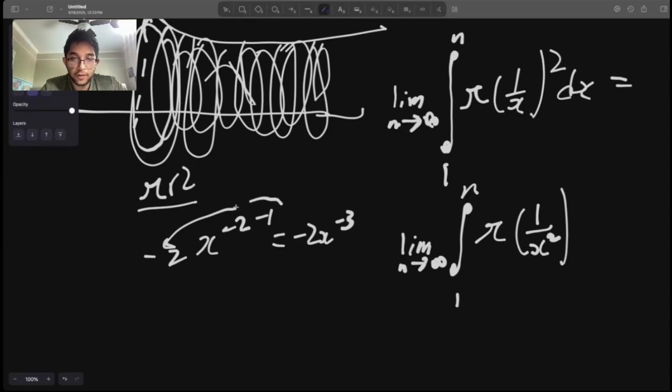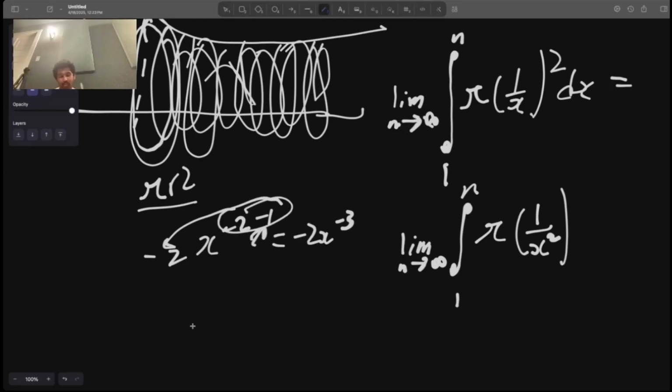Remember, it would be negative 1 over x. We always subtract 1 whenever we do the power rule. So let's try to do the opposite of the power rule and try adding 1 instead. So, what function would have the derivative of 1 over x squared? Negative 1 over x. Yeah, negative 1 over x. Now, what function would have the derivative of pi times 1 over x squared?